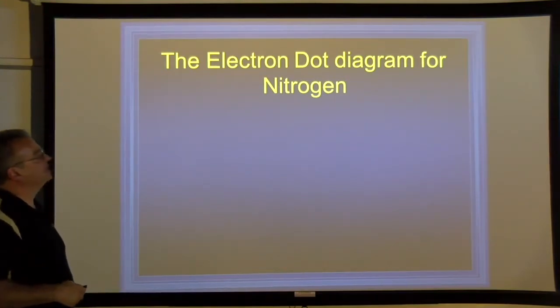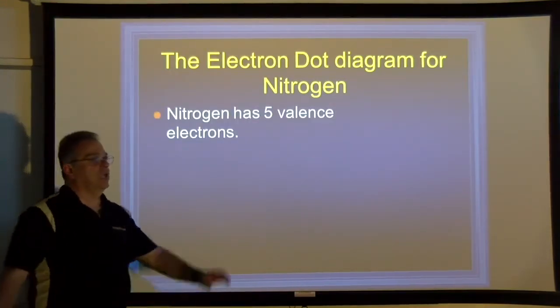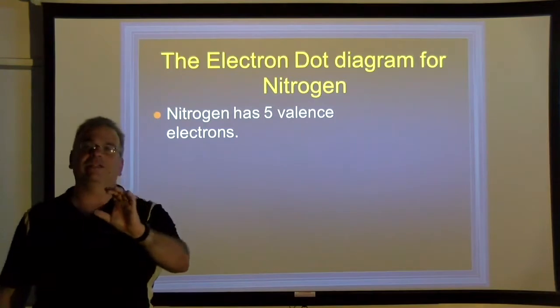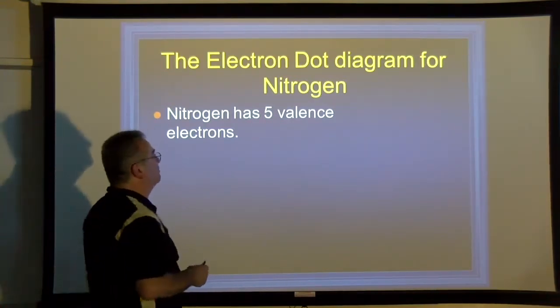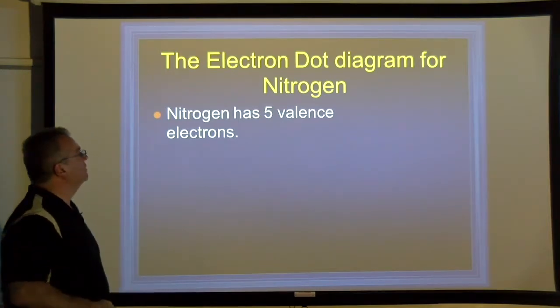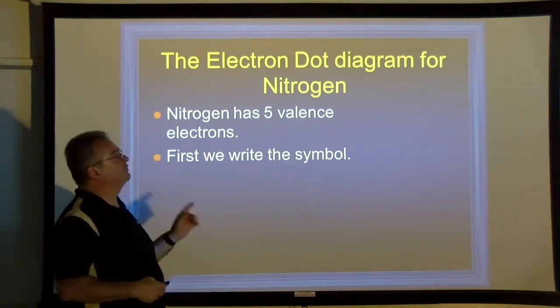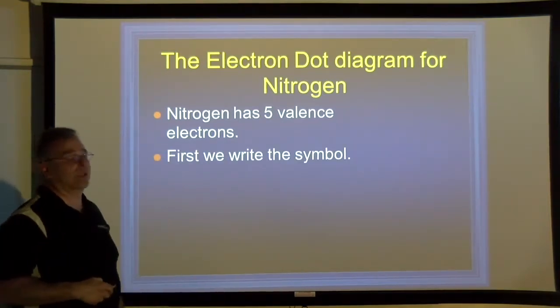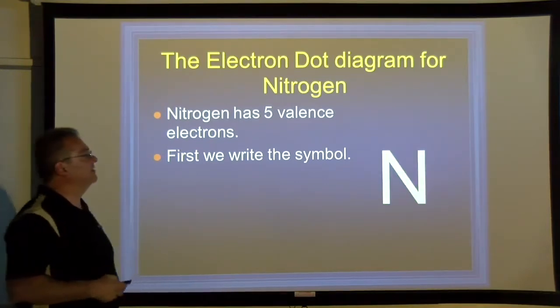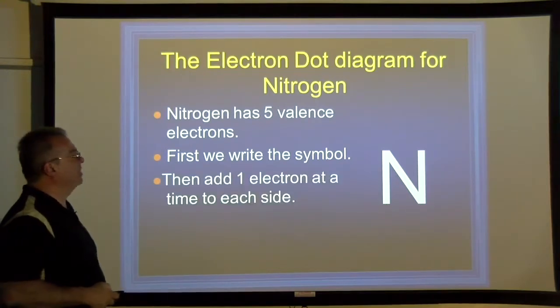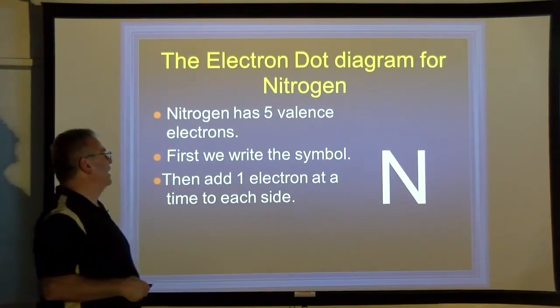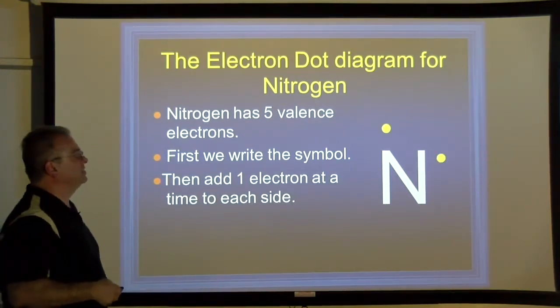So, the electron dot diagram for nitrogen. If you look up nitrogen on the periodic table, you'll find the Bohr configuration. The last digit in the Bohr configuration is a 5. So, what we do for the electron dot diagram, again, this is a review: we write down the symbol, and we're going to place 5 dots around the symbol. Okay, so we add an electron one at a time on each side.